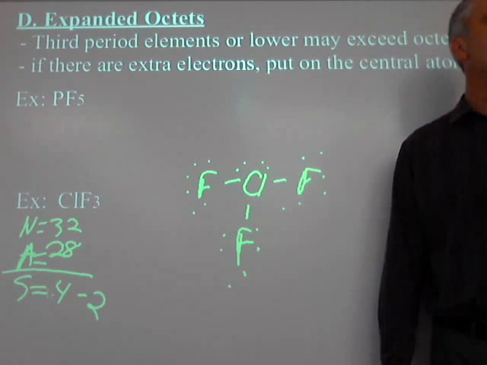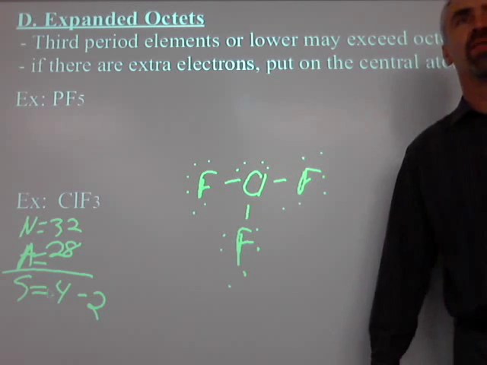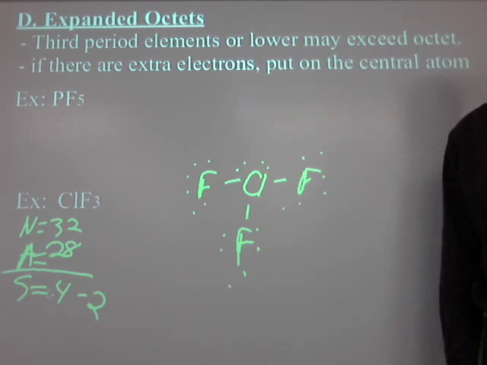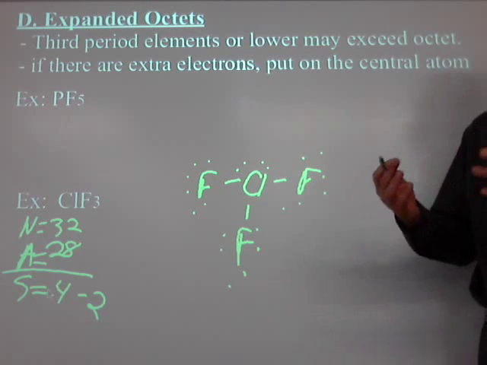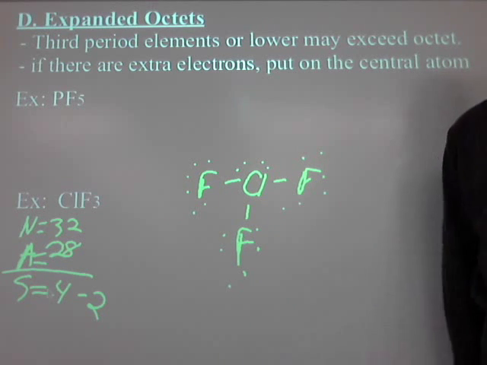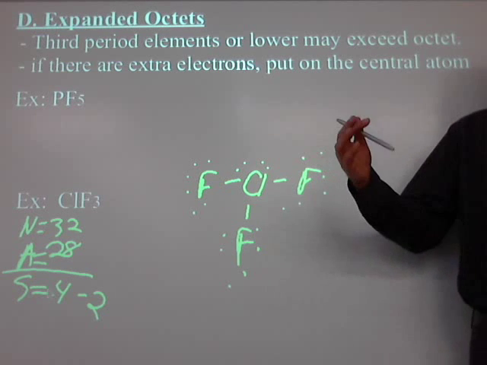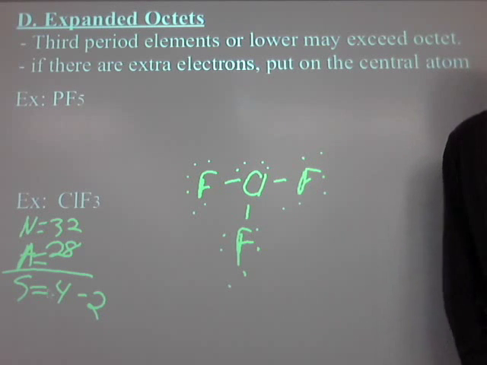That's all I can find. I couldn't find any better reason than the fact that we violate the rule because we know they exist. Why do they violate the rule? Why all of a sudden can we expand octets? Well, I did read some other stuff on it. I guess it's because they have d sublevels and all this other stuff, most of them. I don't know.